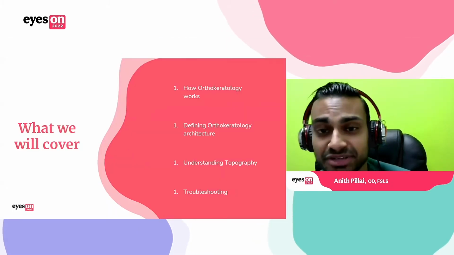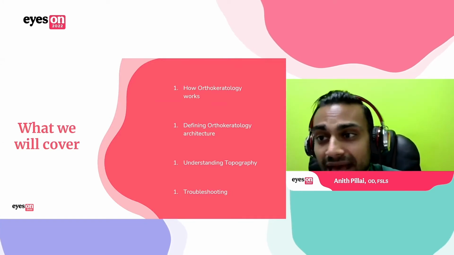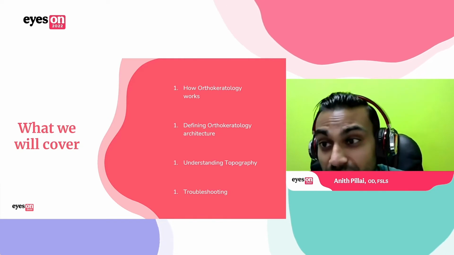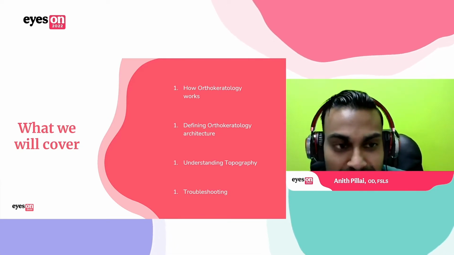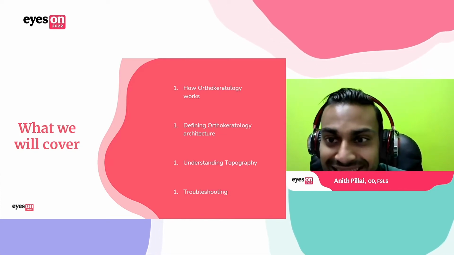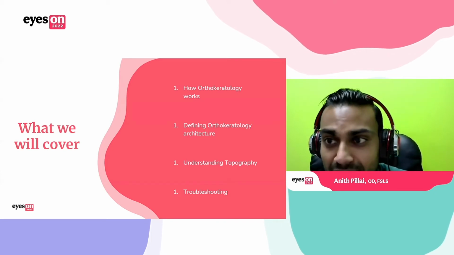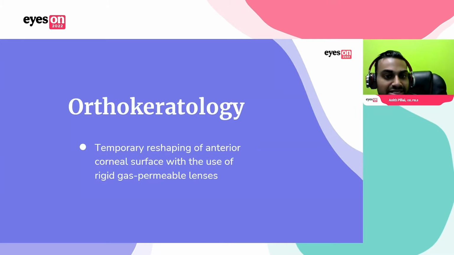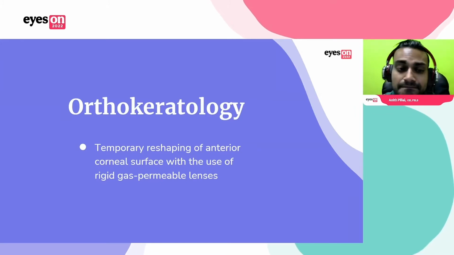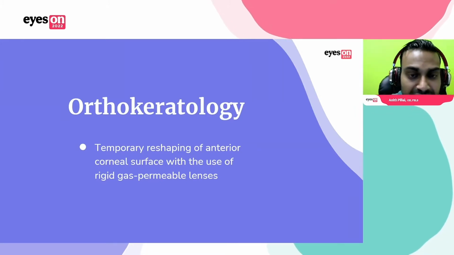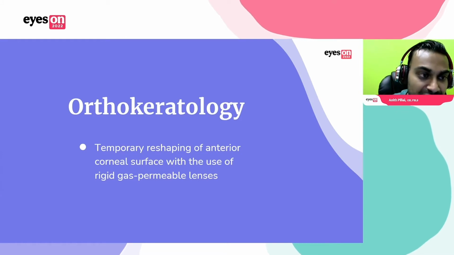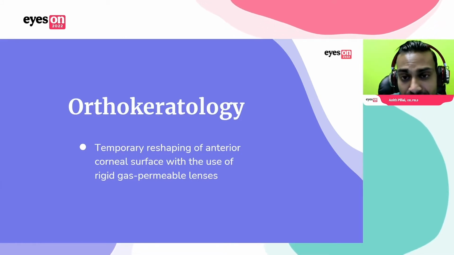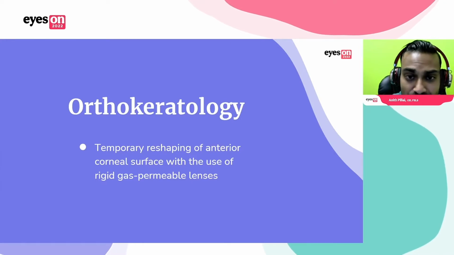But what we're going to cover today is ortho-K, how it works, its architecture, going through topography, and of course, when things go wrong, troubleshooting cases. So this is specifically about design and troubleshooting and how to do an ortho-K case. So ortho-K is the temporary reshaping of the front part of the eye. We all know that it uses a rigid gas permeable lens, and it's gently reshaping the front surface of that cornea to attain vision correction and also achieve some myopia control effect.